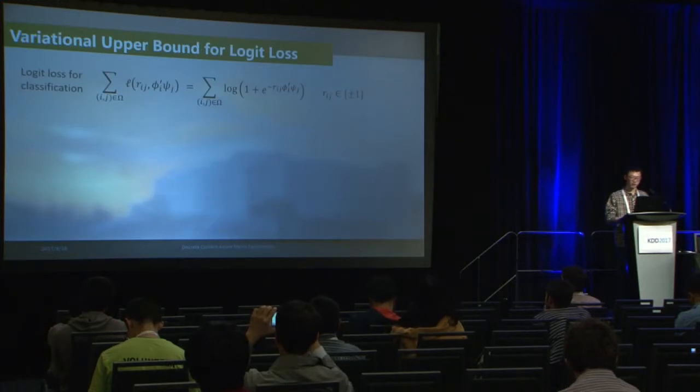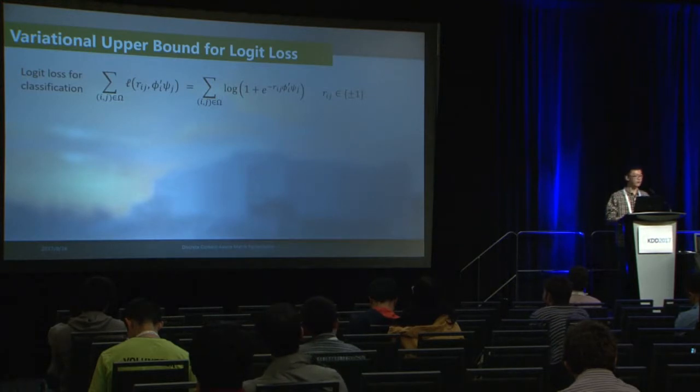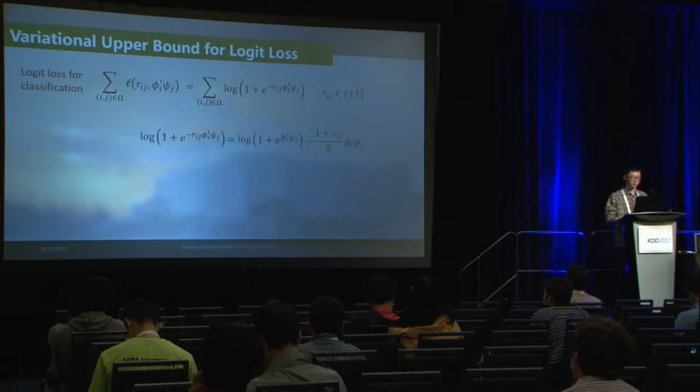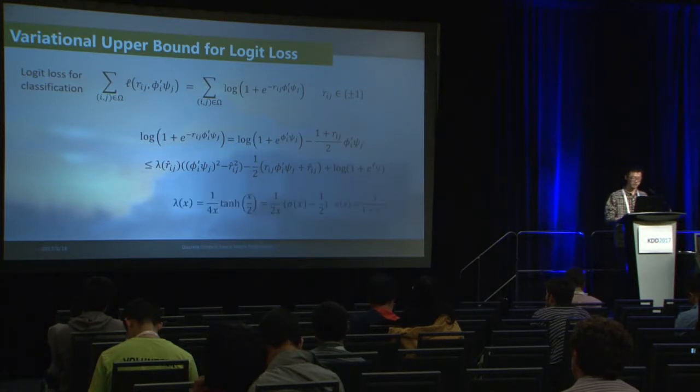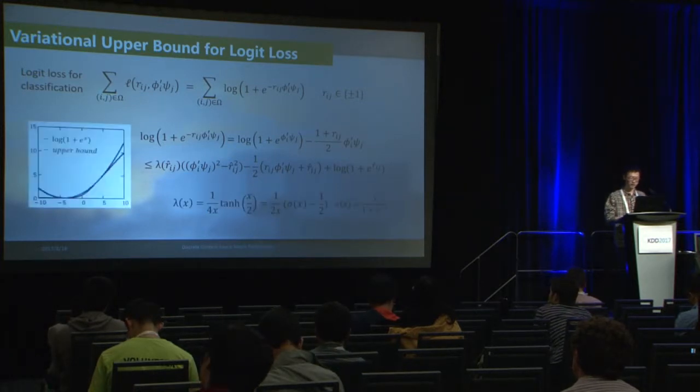Third, I will introduce how to solve for classification. We first apply logistic loss for classification like this. After simple derivation, we find a variational upper bound for logistic loss. Lambda x is like this. And here, this figure shows the curve of the function log(1 + e^x), and its upper bound at x equals 4. As we can see, this upper bound is tight and quadratic.